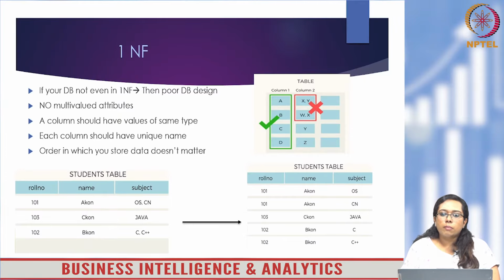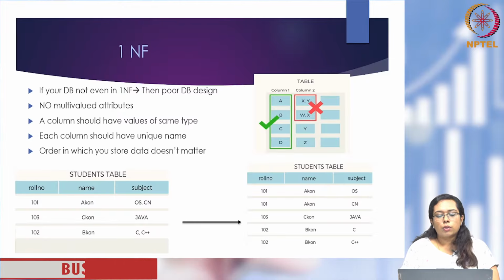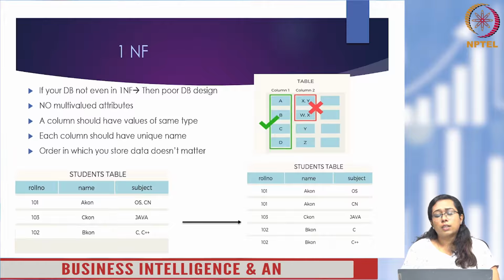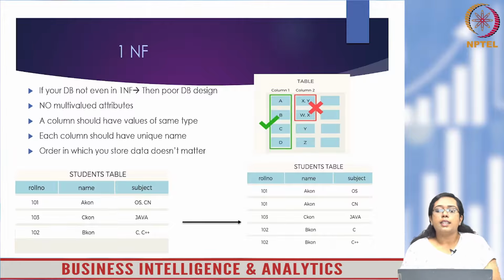So, the first form of normalization, or what we call 1NF, is what we are going to look at now. As I already told, in first NF, there should not be any multi-valued attributes. If your database is not even in the form of 1NF, then we call it a poor database design. The minimum criteria for a proper database is that it should be at least normalized in 1NF format. So, what is 1NF? 1NF states that there should not be any multi-valued attributes.